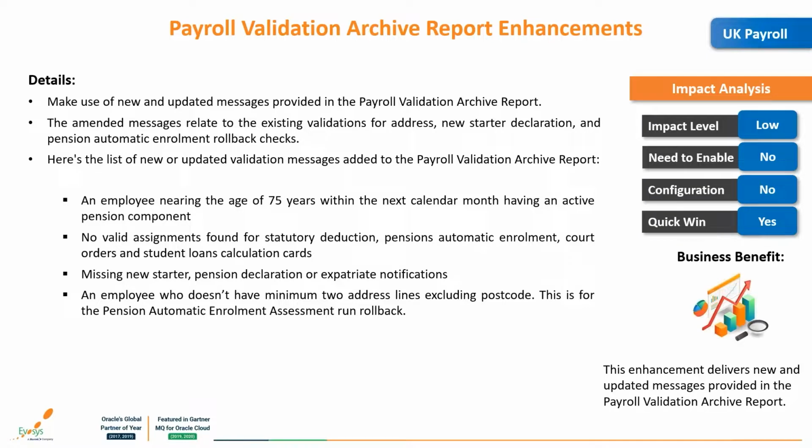Missing new starters, pension declaration, or expat notifications. In the PAYE card, we need to have at least one of these card components for an employee. It has to be a new starter, a pension declaration for a pensioner, and an expat notification for an expatriate. If any of this is missing for the appropriate person, then the payroll report is going to give you the message, and you can go and correct it before processing your payroll.